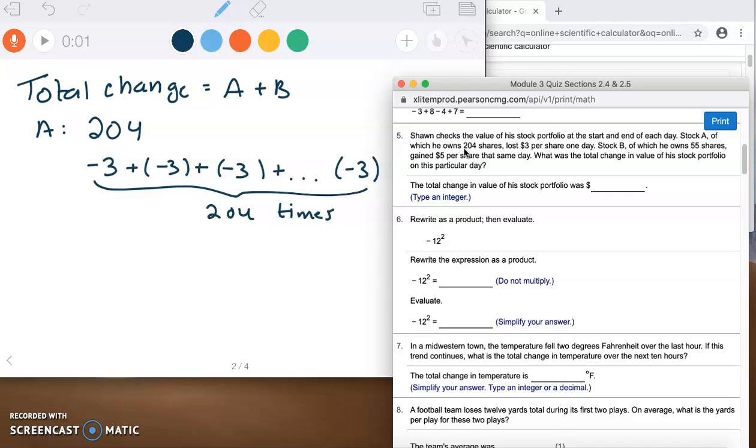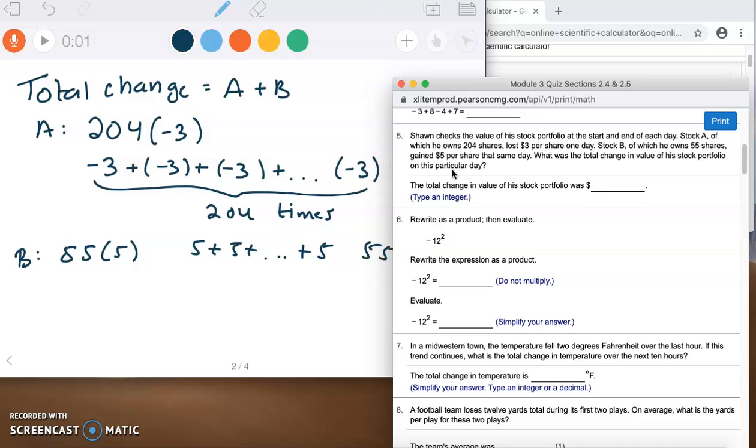So the total change in stock A is going to be 204 times -3, because we're taking that -3 and adding it up 204 times, or you're subtracting it 204 times, however you want to think of that. So that's for stock A. For stock B, it's the same concept, but now we have 55 shares that gained $5 a day. So that's going to be 55 times +5, like saying 5 plus 5 plus 5, 55 times.